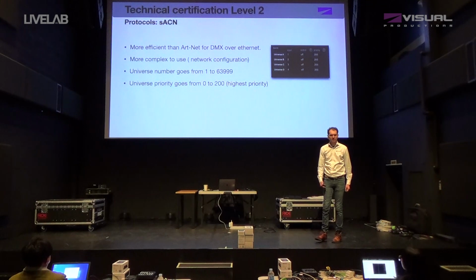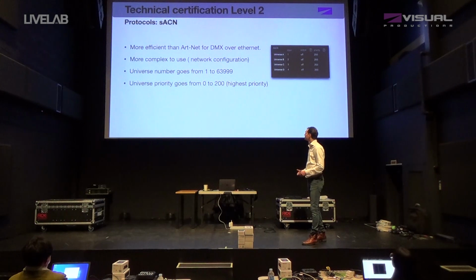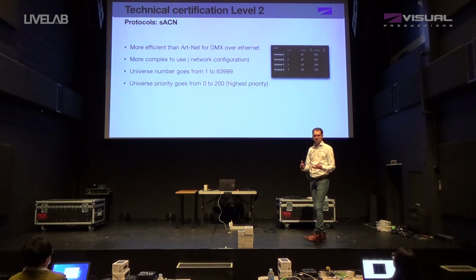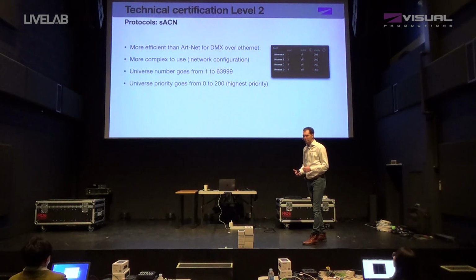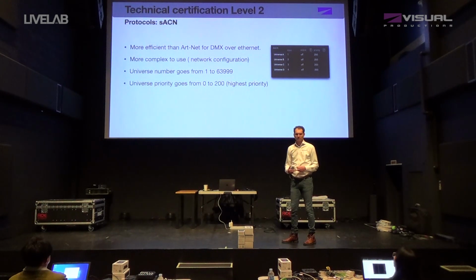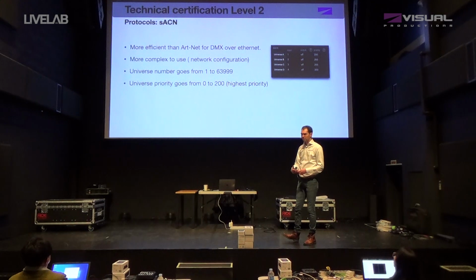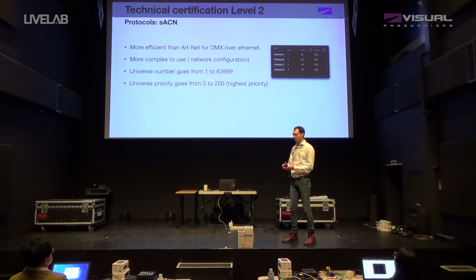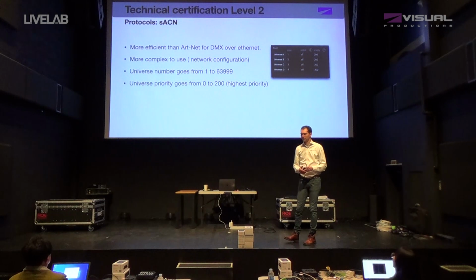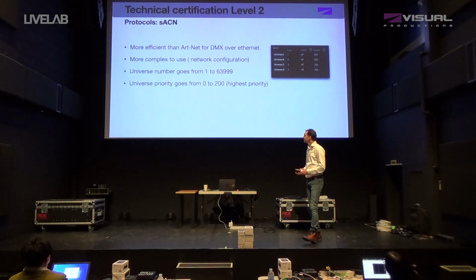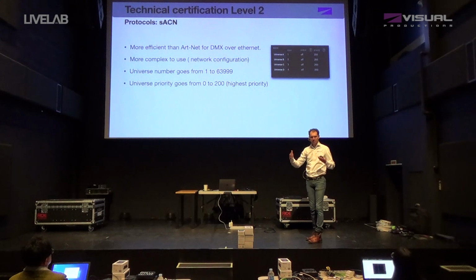And in sACN, you have a priority channel, priority information. This value goes between 0 and 200, and 200 is the highest priority level. With this priority, it will sort or merge the sACN channels.